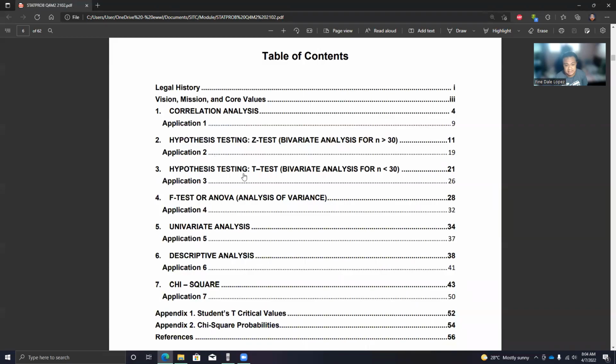Hypothesis testing, Z-test, we have T-test, F-test, or ANOVA. We did this in our research when we were in college. This is really helpful when you are comparing means. So F-test, ANOVA, univariate analysis, descriptive analysis, and the chi-square. Chi-square distribution. So this is a test, no? It's also an area under the normal curve.